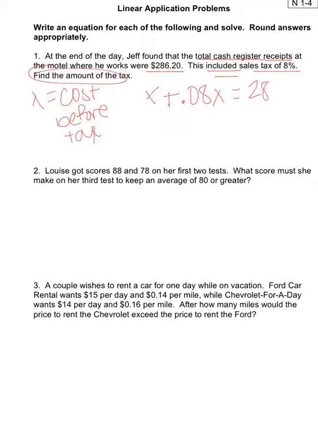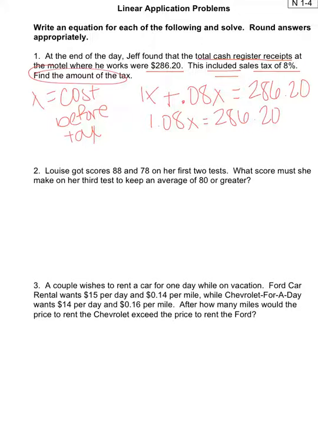So 286.20. Okay, so to figure out your total, you take your original cost before tax plus the tax amount. That should give you your total. Okay, so then we're going to solve the equation. So we're having to add these. This is a 1 in front of that x. So if we add those x's, that's 1.08x equals 286.20.